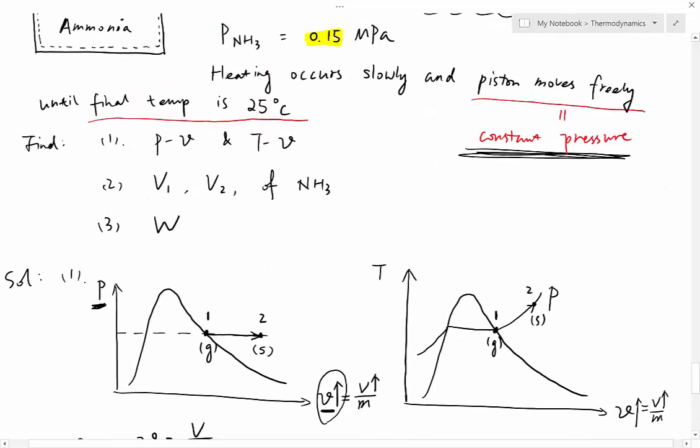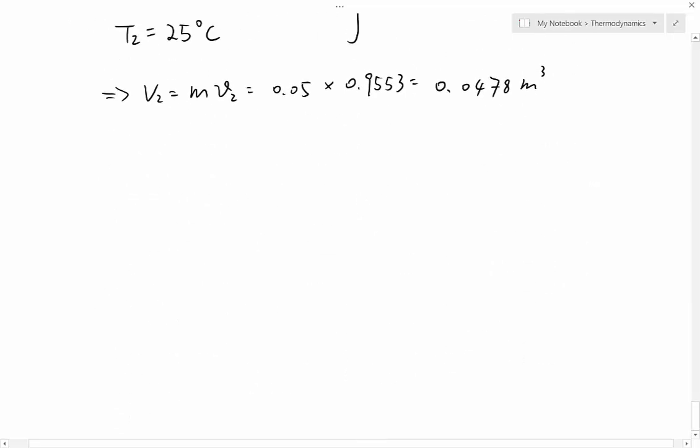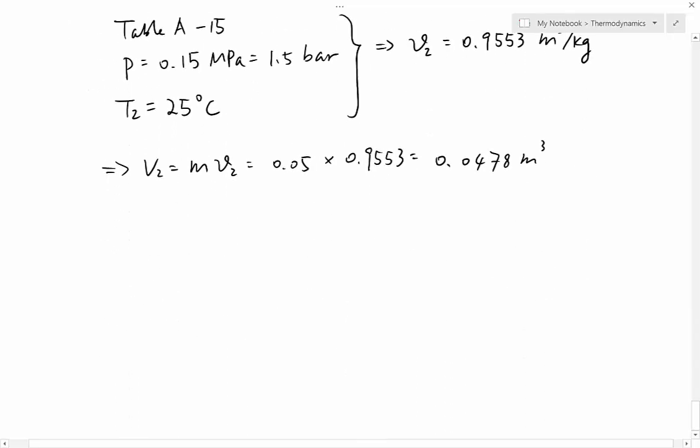And then the last part is W, looking for work. Like I said, I always suggest you start from the most fundamental equation to look for work. What is the most fundamental equation to look for work? Work is equal to the integral of P dV. P is pressure, V is volume. Lower limit V1, upper limit V2. That is the equation.